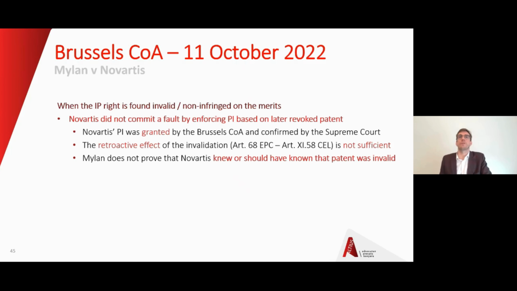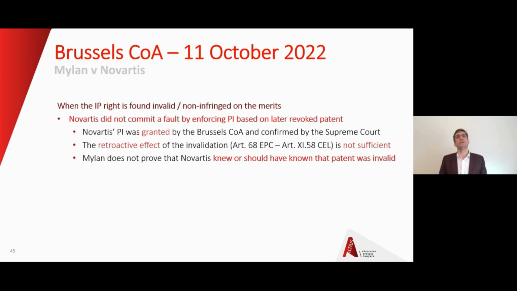It then looked into whether or not there was indeed a fault, and I think it's important to discuss this briefly because the court considers first, has Novartis, the patentee, committed a fault? If not, did it abuse its rights? And it thereby also implemented further the decision of the CJEU in Bayer versus Gedeon Richter. And it stated no, Novartis did not commit a fault because at the time it was actually granted a PI. It was assessed on the basis of the relevant rules, prima facie validity, prima facie infringement, by the Brussels Court of Appeal, whether a PI was warranted, and the Brussels Court of Appeal had concluded yes. And the Supreme Court had confirmed this PI. So that's already a first reason.